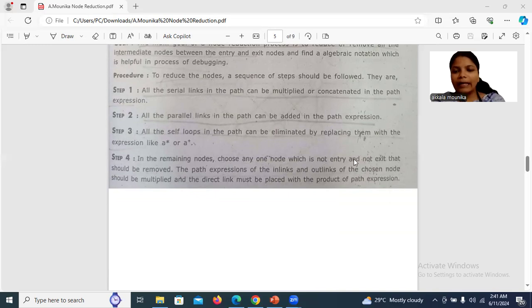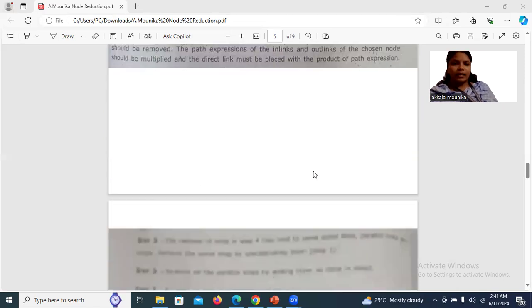which is not entry and not exit, and that should be removed. The path expressions of the inlinks and outlinks of the chosen node should be multiplied, and a direct link must be placed with the product of the path expressions. So what is it saying? First, we need to remove a node which is not the entry or exit node. The last one which we are going to eliminate should be eliminated by taking the necessary rules, like the serial expression or parallel expression or any other we have discussed earlier.